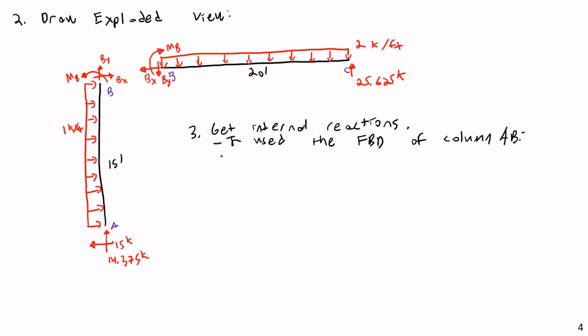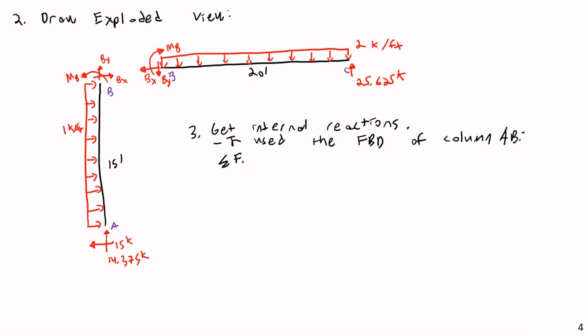So if I do a sum of forces on this column, I will have negative 15 kips plus 1 kip per foot times the length of 15 feet, plus Bx is equal to 0, and so that's negative 15, that's positive 15, so that cancels out, and I'm left with Bx equal to 0. So there is no horizontal force being transferred through that joint.